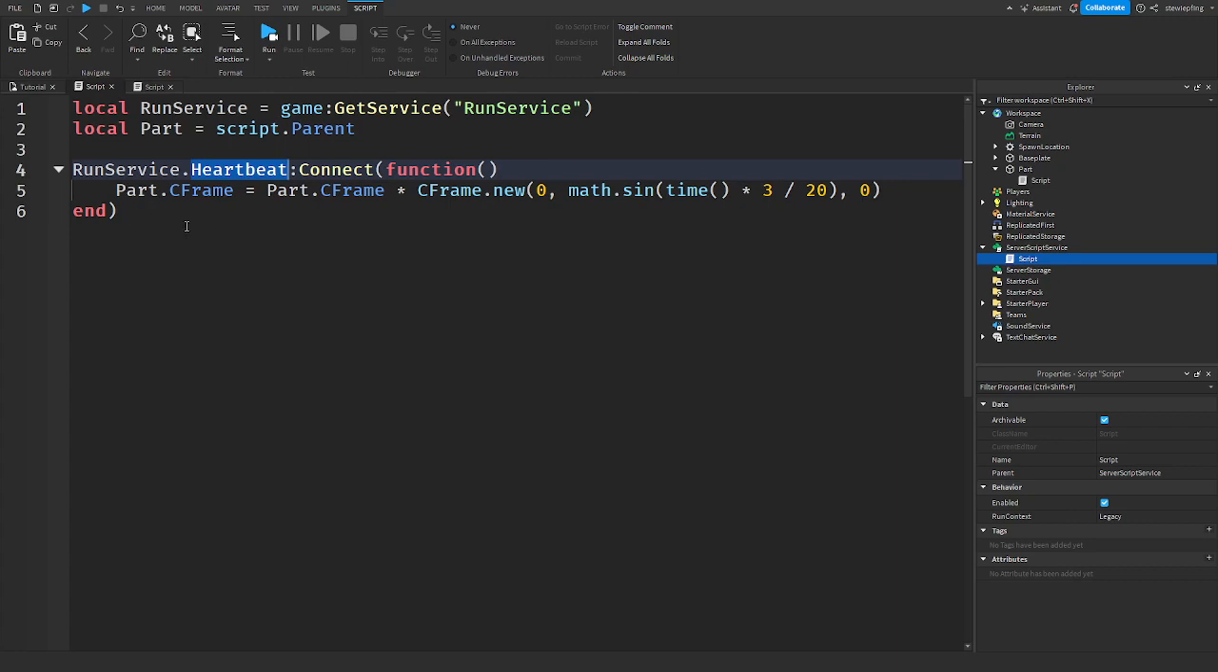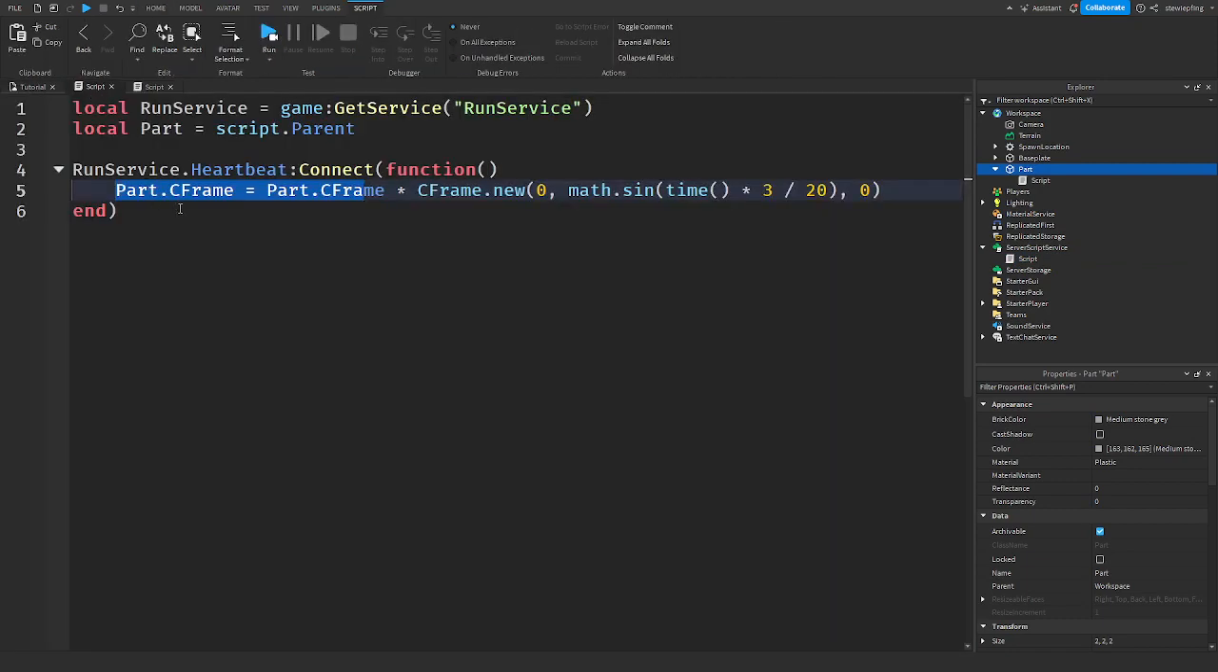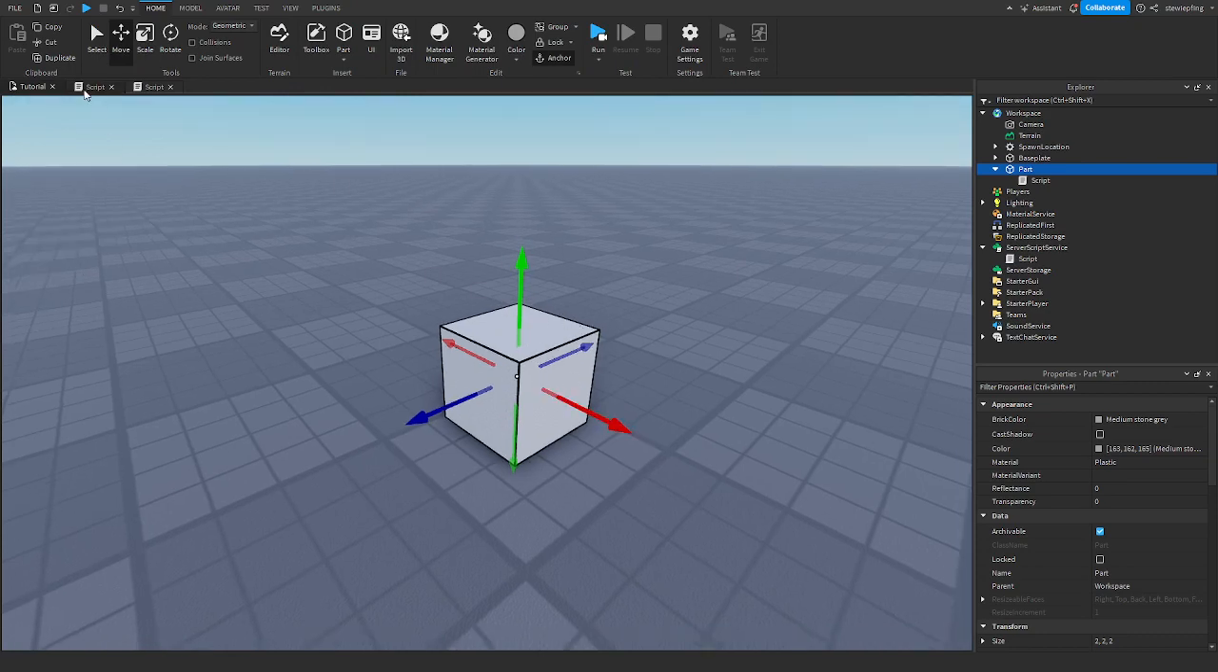What we are doing here is setting the CFrame of the part to itself, and we are multiplying it. CFrame is position and orientation, so we're not going to say just position. CFrame is better because you can handle stuff better. We are setting it to its CFrame, so basically what that would be saying is the CFrame would just stay still.